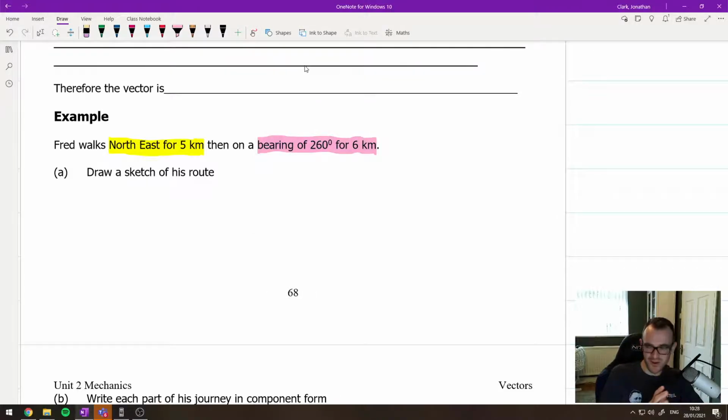Northeast refers to exactly the northeast direction, the perfect diagonal between north and east. There's going to be a 45-degree angle when you compare it to the I direction. 45 degrees there, and then that is 5 kilometers. And then Fred has changed direction. He's going on a bearing of 260 degrees, 260.